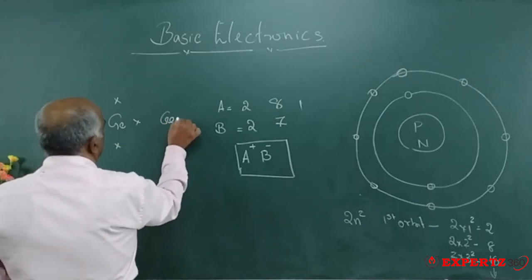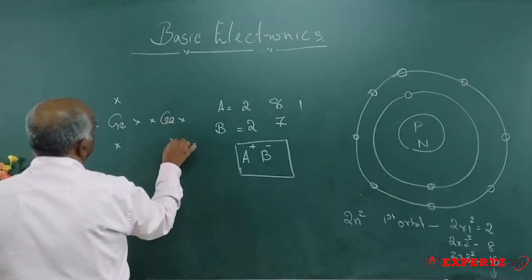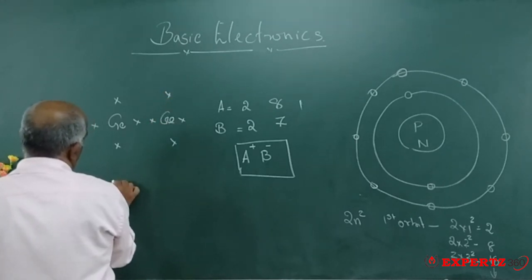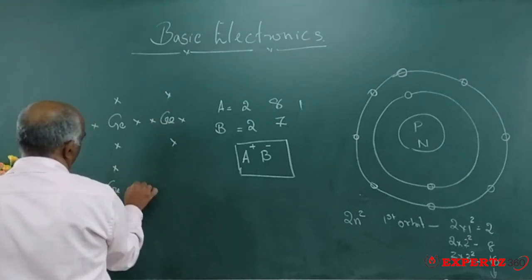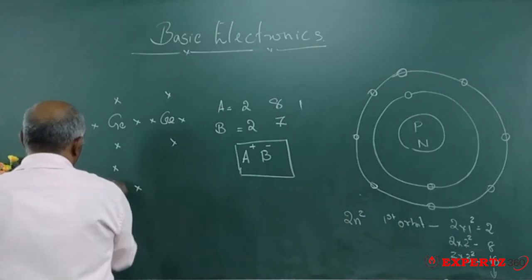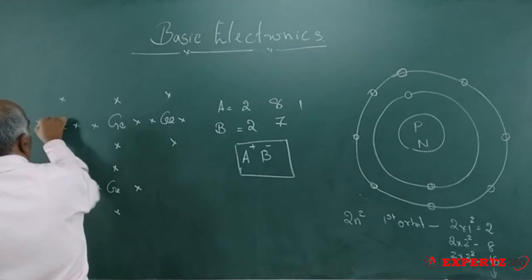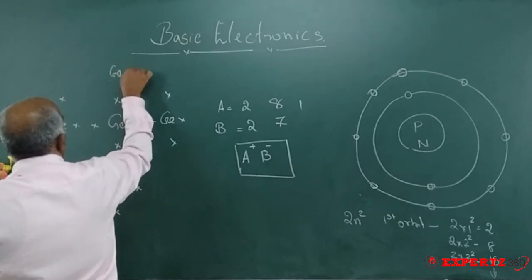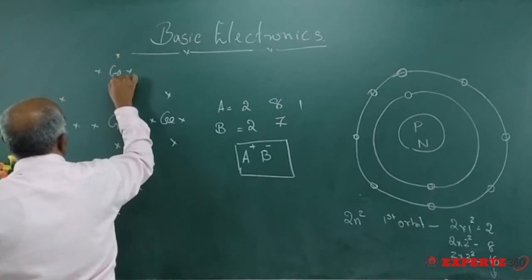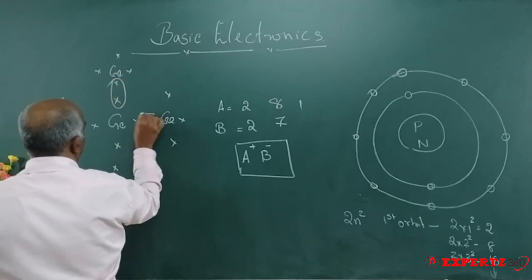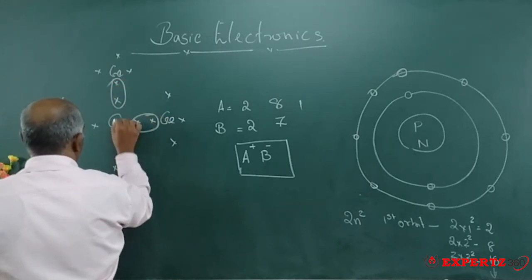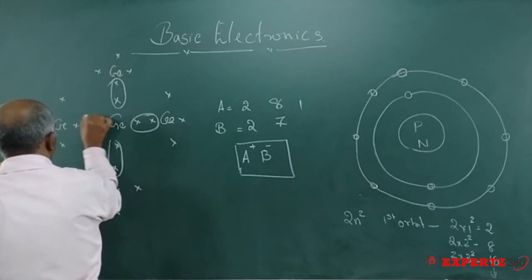Here another one germanium, the outermost consists of 4. Here another one germanium, here also the outermost orbit has 4. Here next germanium, the outermost orbit has 4. So this germanium is going to share with this one and this one.